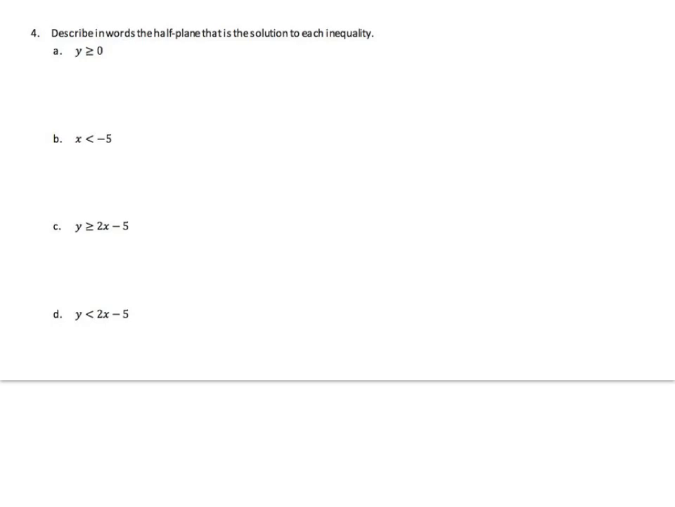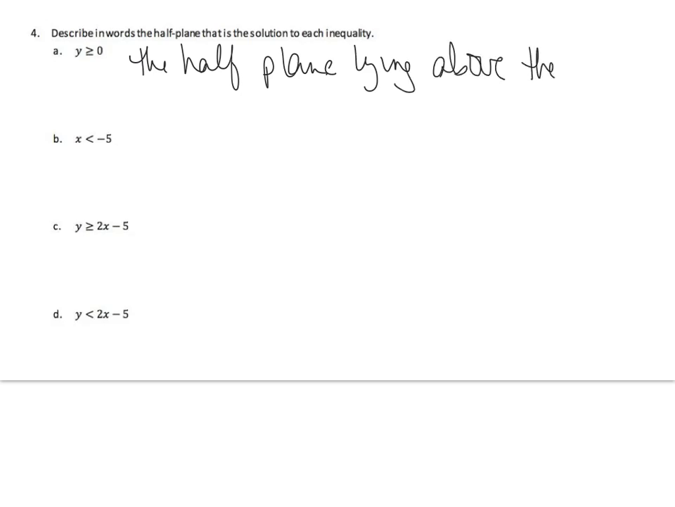All right. Last part of the problems. Describe in words the half plane that is the solution set to each inequality. In words. So here I've got y is greater than 0. In words, that would be the half plane lying above the x-axis and it includes the x-axis.